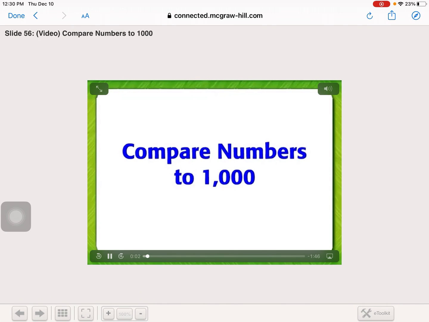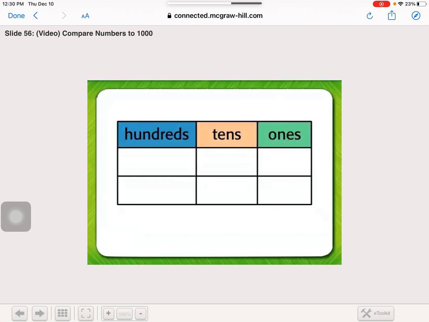Compare numbers to 1,000. We can compare numbers by using the place value chart and lining up the numbers. Let's compare 618 and 634. In 618, there are 6 hundreds, 1 ten, and 8 ones. In 634, there are 6 hundreds, 3 tens, and 4 ones. When comparing numbers, we look at one digit and compare it to another number. Start with the number that has the greatest place value, hundreds.